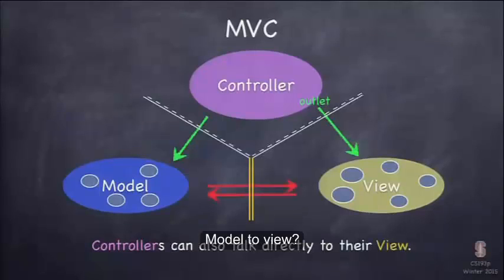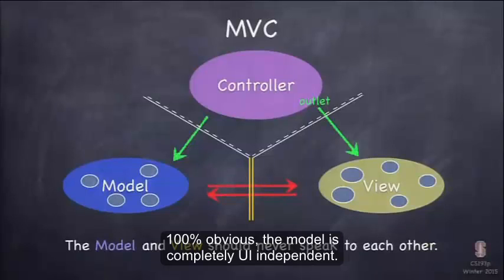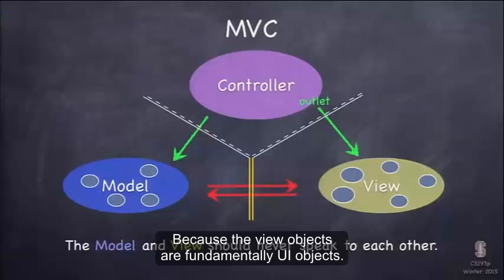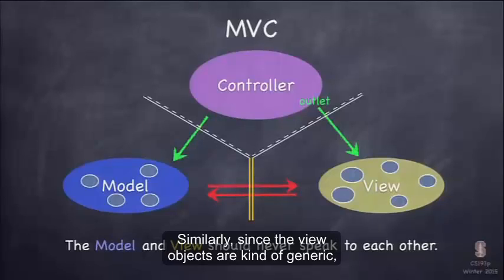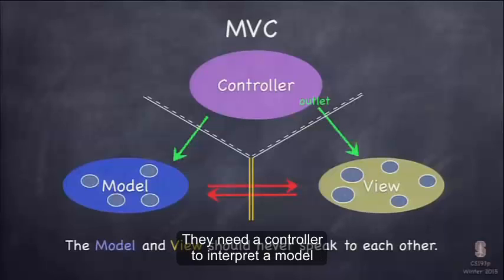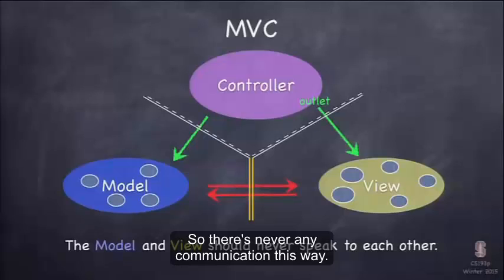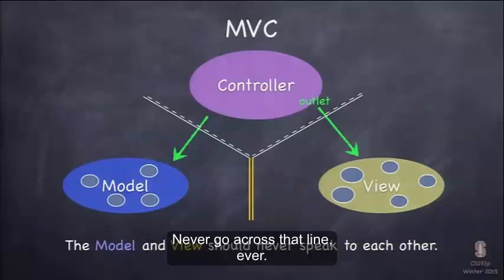What about this communication? Model to view? Never. And why is that? 100% obvious. The model is completely UI independent. So there's absolutely no way it could talk to a view object or anyone in that camp, because the view objects are fundamentally UI objects. They're kind of generic, but they're still fundamentally UI objects. Similarly, since the view objects are kind of generic, they can't be talking to any specific model. They need a controller to interpret a model for them. Okay, so there's never any communication this way. That's why it's a double yellow line. That's why these lines are red. That's why there's fire. Okay, never go across that line, ever.